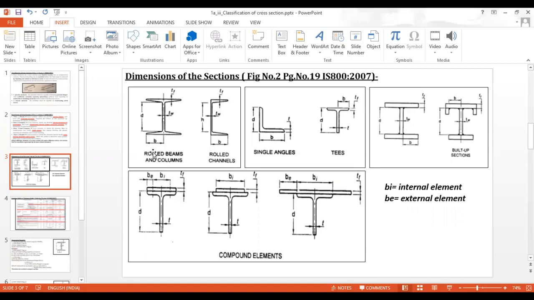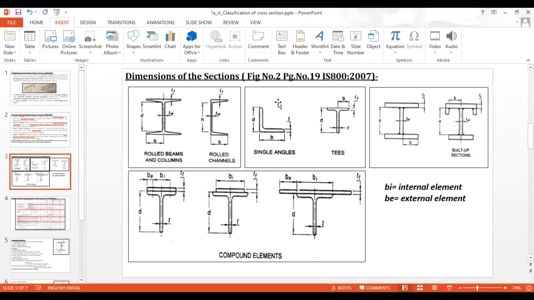The intention to explain this figure is that while classifying the section, we need small b, that is width of the flanges, small d, effective depth of the section, tf, that is thickness of the flanges, and thickness of the web. If we see in the diagram, the small b is nothing but half the width of the I section, and the small d is the distance between root radius at the top to root radius at the bottom. Here the thickness of the flanges is eliminated.